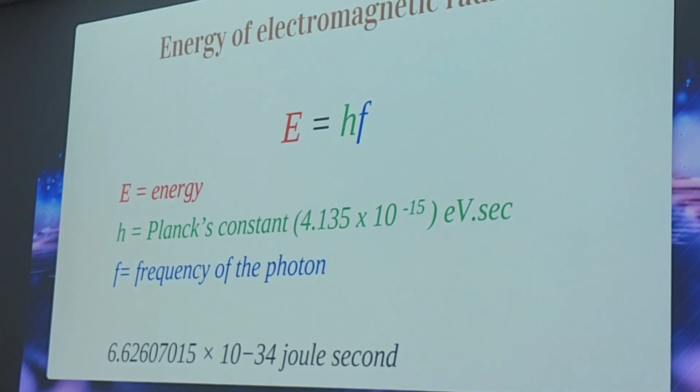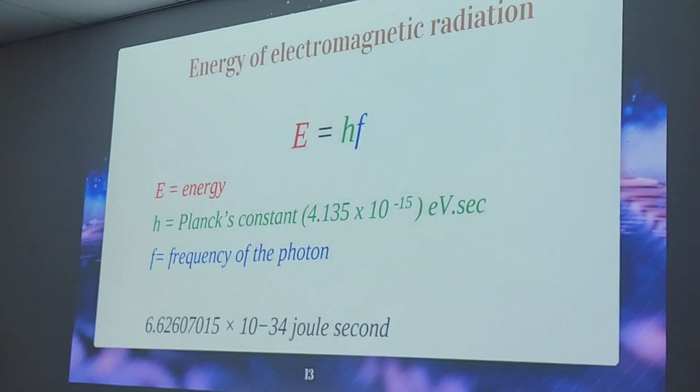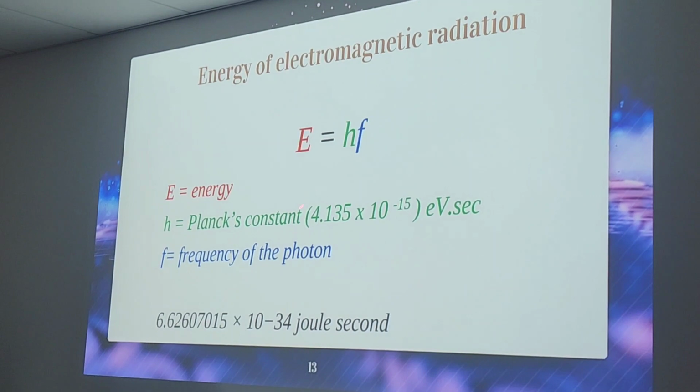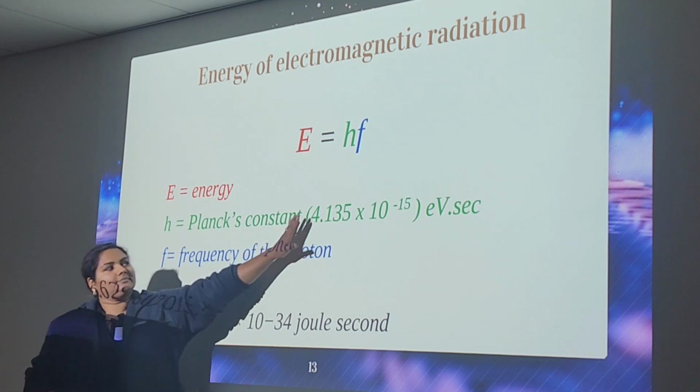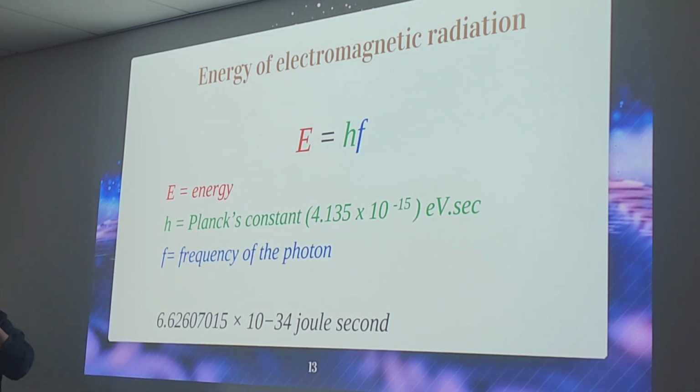Okay, so H is Planck's constant, and this is the number. It's always going to be expressed in eV seconds. This is just an FYI, you don't have to memorize this. This is just the SI units version of this one. So you're doing the standard unit.